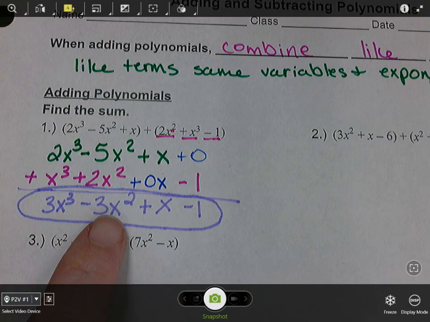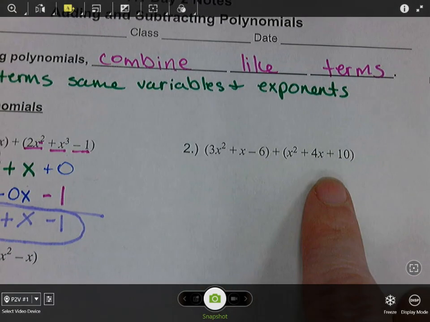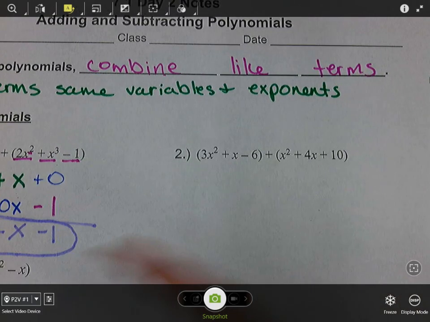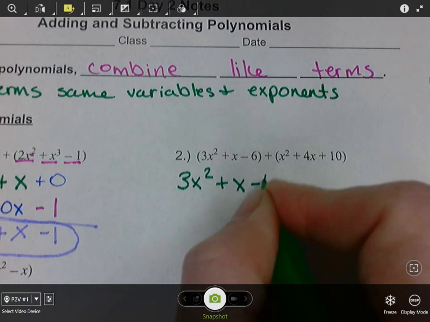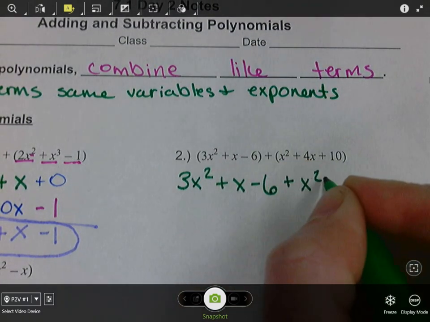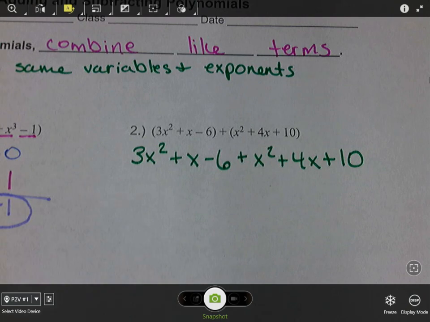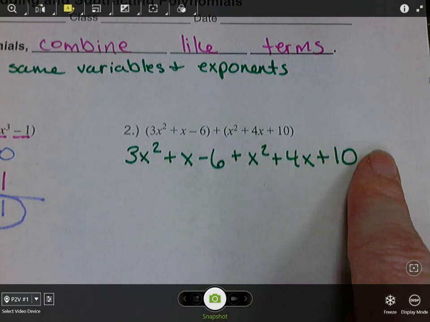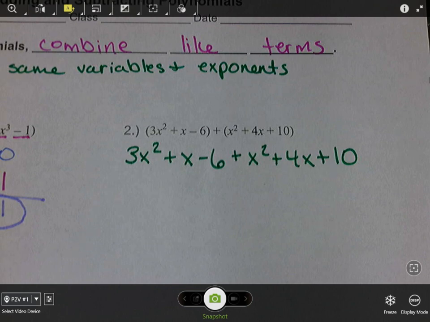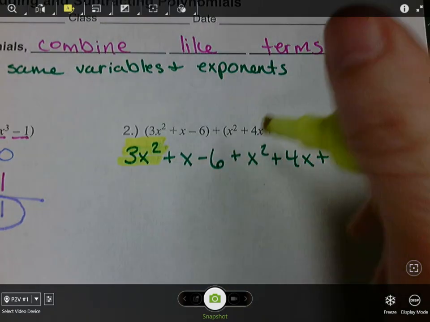Okay, that's one method. The other method is to rewrite this without any parentheses and then go through and add your like terms together. So for instance, you would do 3x squared plus x minus 6 plus x squared plus 4x plus 10. So I just went through and wrote it without any parentheses. Then what you're going to want to do is look for the biggest exponent first. So my biggest exponent is x squared. So I'm going to highlight all the terms that have an x squared. So I would highlight the 3x squared and the positive x squared.